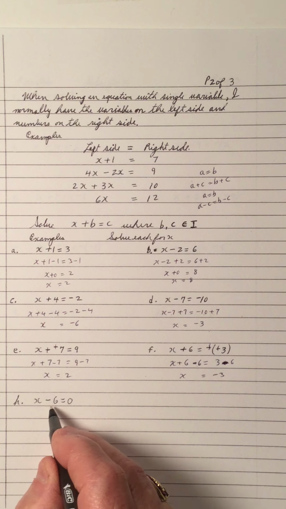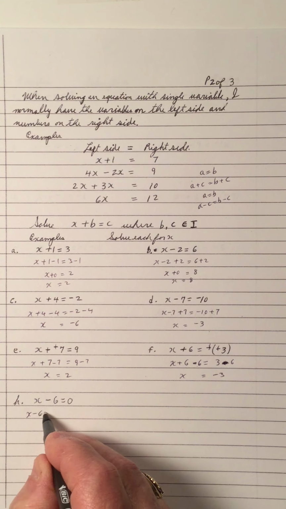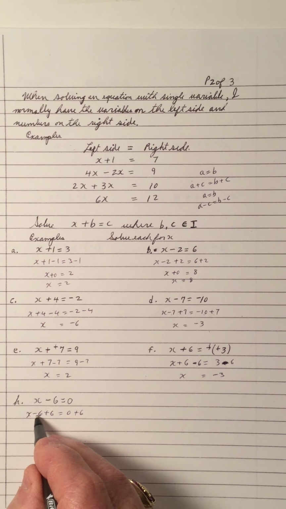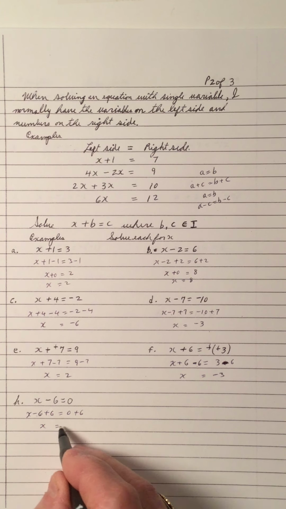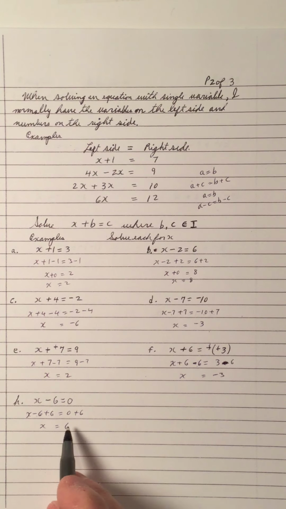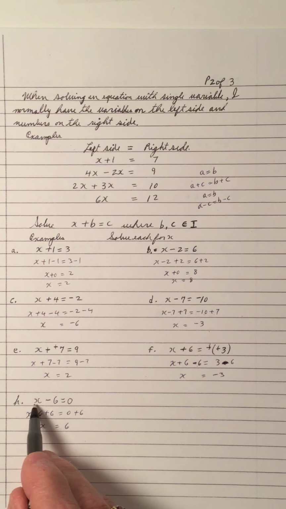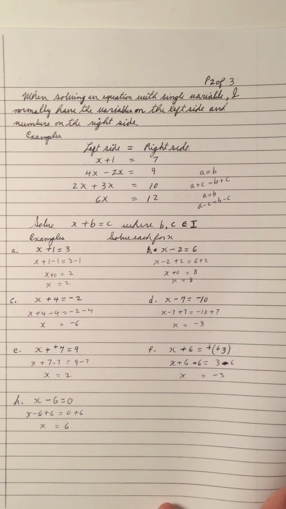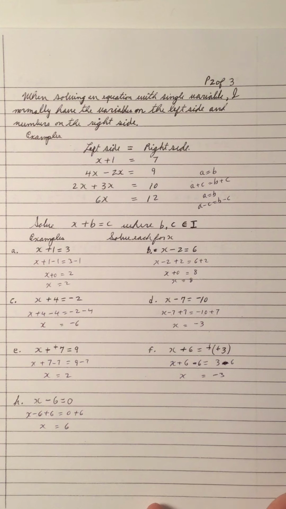I'm subtracting 6, so I need to add 6 to each side. Done. And negative 6 plus 6 is 0. So we get an x, and 0 plus 6 is 6. And check back. Take a 6 and put it here. 6 minus 6 is 0. Correct. Let's continue. Notice we're adding on the opposite.